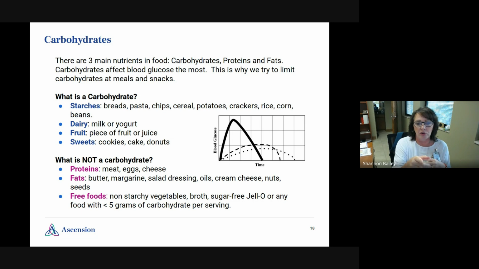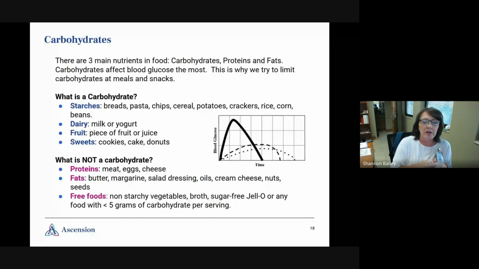And you can see in the little graph here, that dark bold line is the effect of eating a carb on your blood sugar. When compared to the dotted and dashed lines, that's protein and fat. You can tell it's much more blunted, doesn't have much effect on blood sugar, and hence the reason why we're counting carbs.